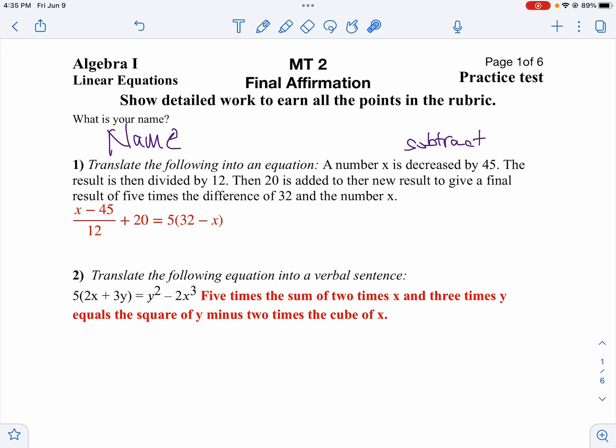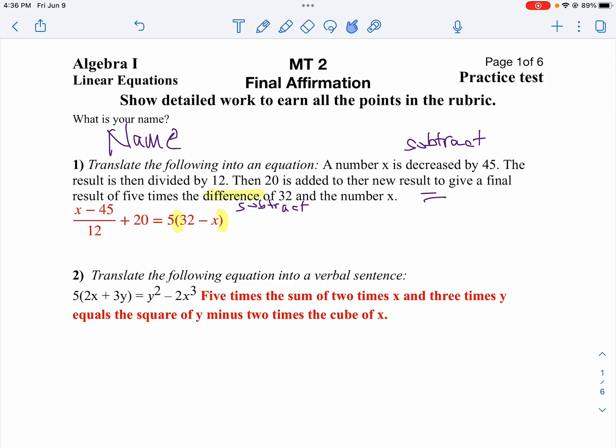The new result, that's your equal sign, gives a final of 5 times difference. Difference is a parentheses word, so we have to have parentheses here. And difference is subtract again. So 5 times 32 minus x. Don't have to solve this one. Later on we will, but for right now you just want to write the equation.